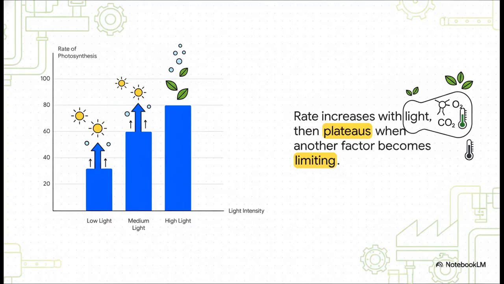Let's look at a classic exam-style graph. This one is for light intensity. As you can see, as the light gets stronger, the rate of photosynthesis goes up and up. Makes sense. But then it flattens out. It plateaus. So why?